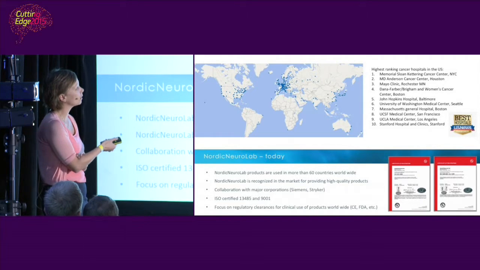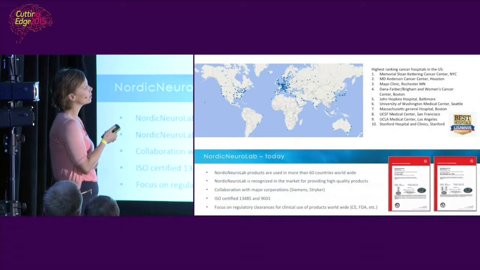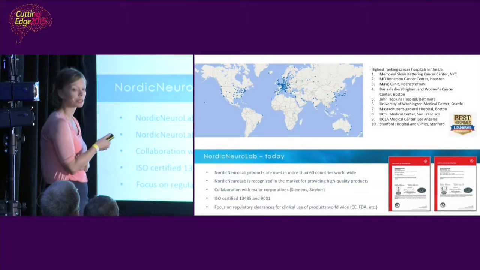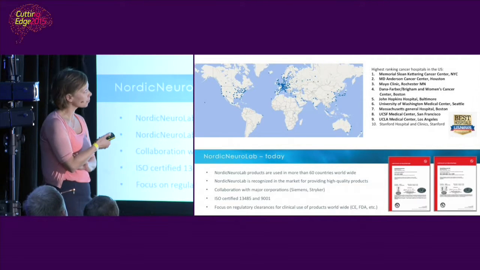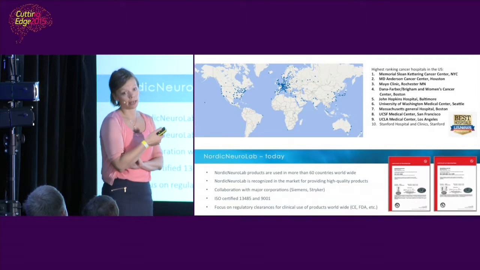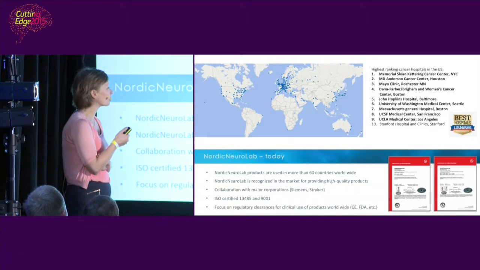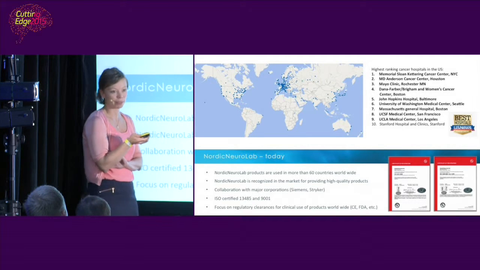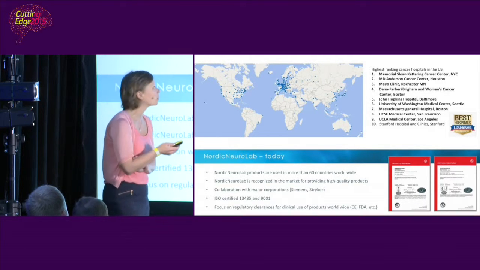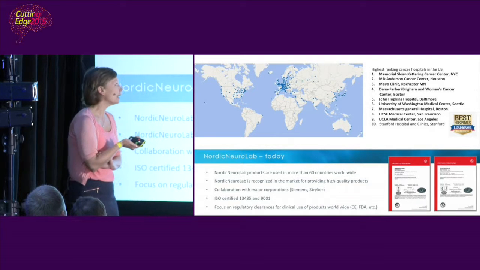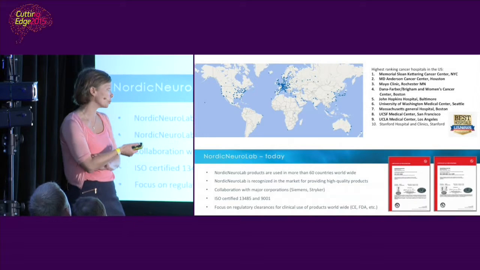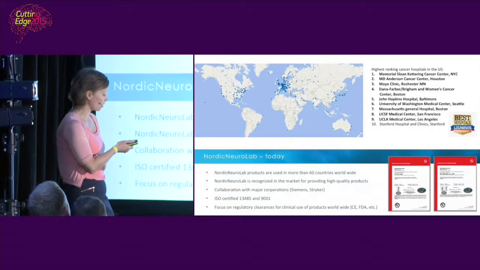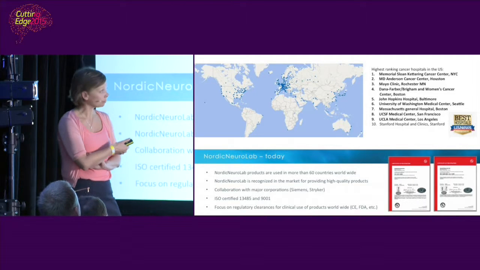So if we have a list here, this is the US News ranking of the top 10 cancer hospitals in the US. And out of these, 9 out of these 10 are our customers. So that is, of course, very good for us to know that they actually choose to use our equipment when they want to do FMRI or want to do research within perfusion or DTI or FMRI, for example, or want to use that in their clinical routine.